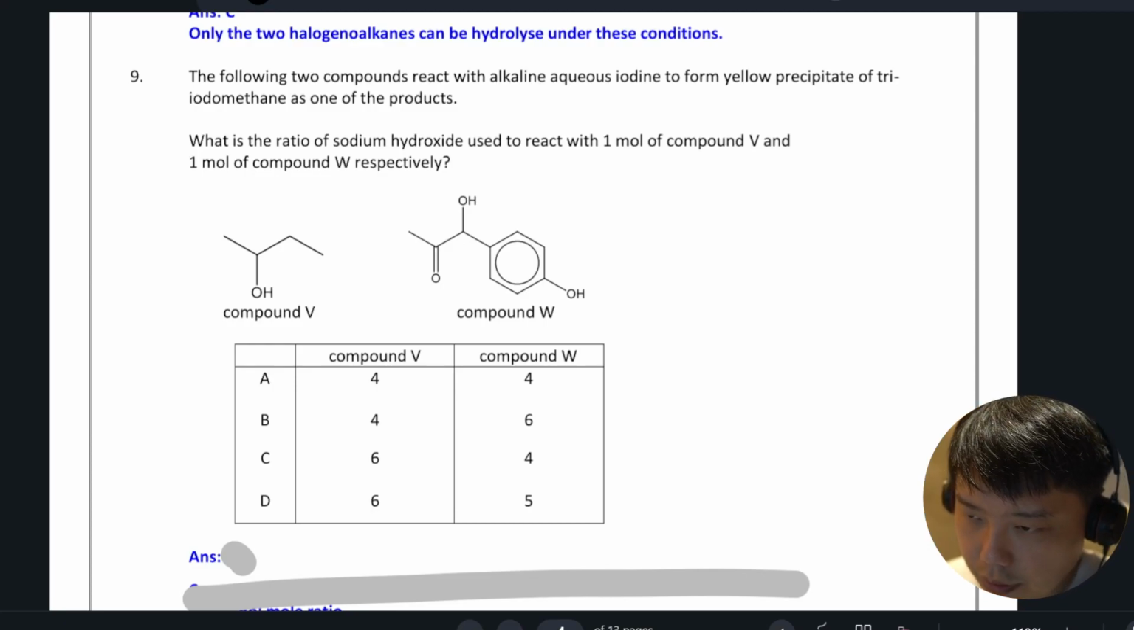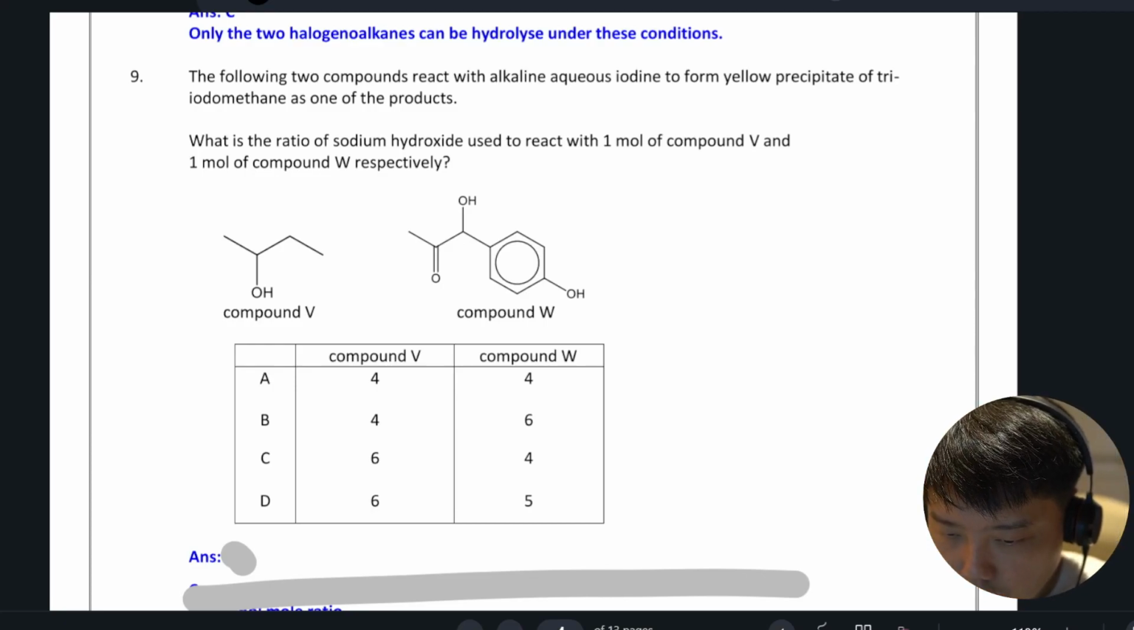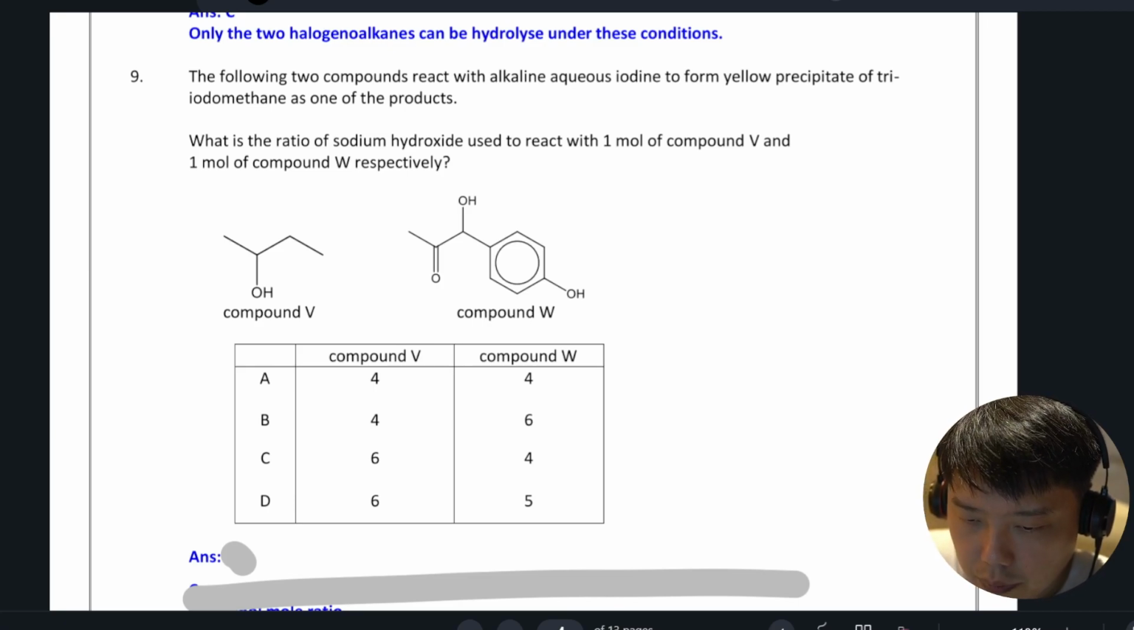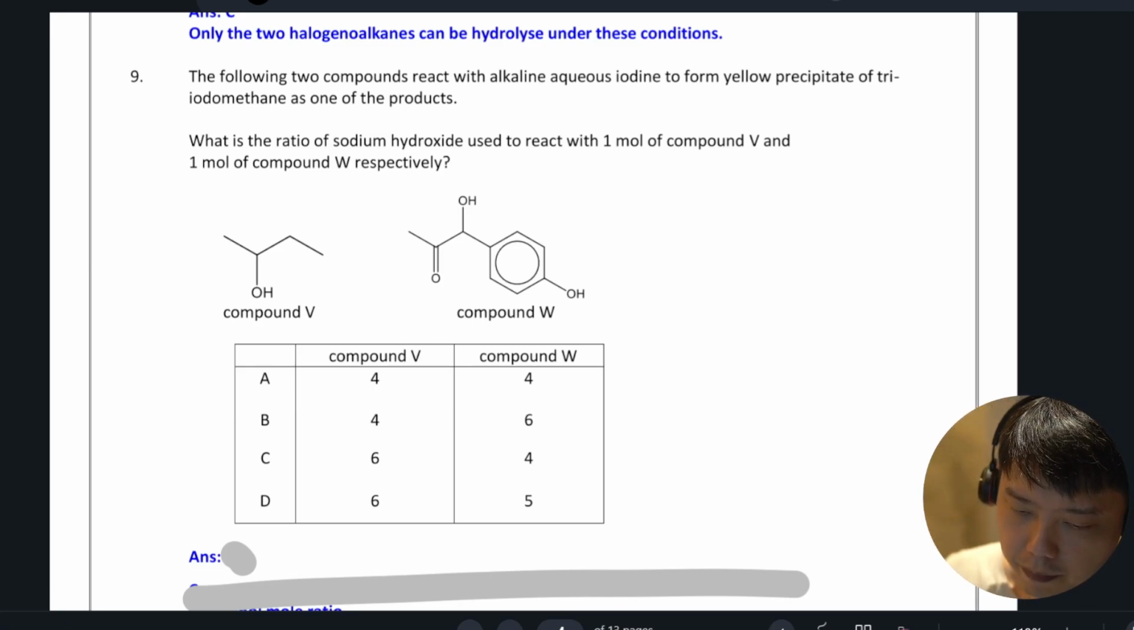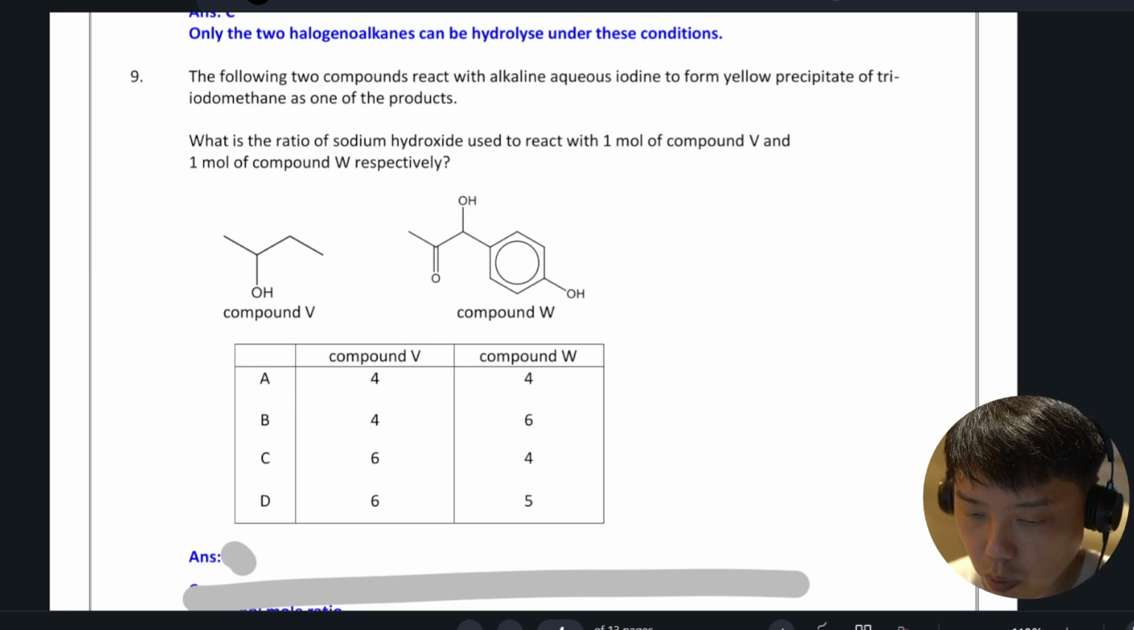Okay, for question 9 it says that two compounds react with aqueous alkaline iodine to form yellow precipitate. They both have special structure. What is the ratio of sodium hydroxide used to react with 1 mole of compound V and 1 mole of compound W? Okay, so for this question, you need to know the mole ratio from the balanced equation.